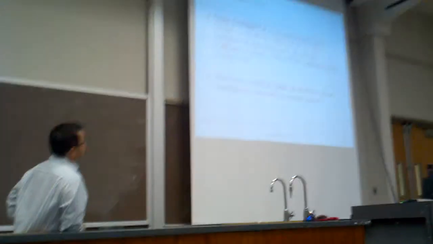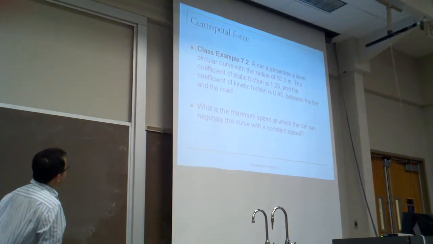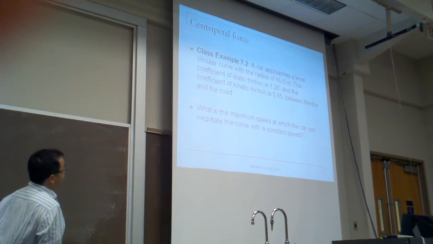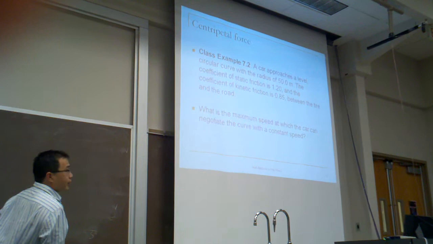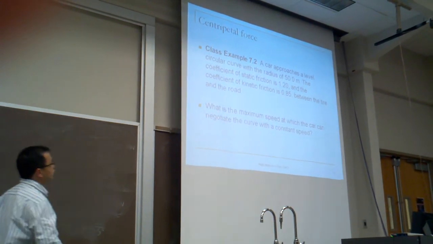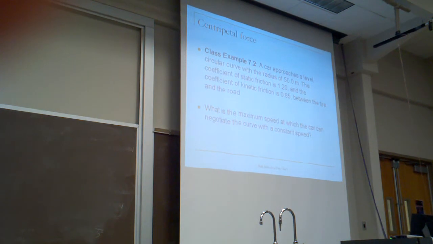The coefficient of static friction is 1.2, and the coefficient of kinetic friction is 0.85 between the tire and the road. What is the maximum speed at which the car can negotiate the curve with constant speed?